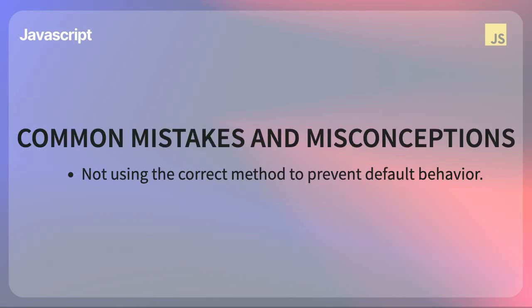When preventing default behavior, it's easy to make mistakes or have misconceptions about how it works. Let's take a look at some common ones.